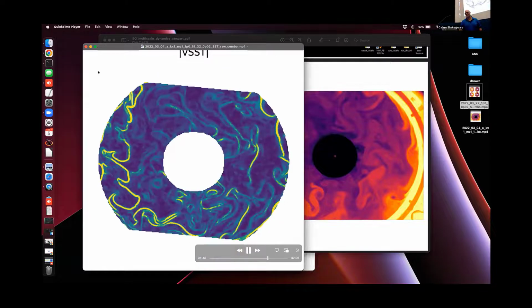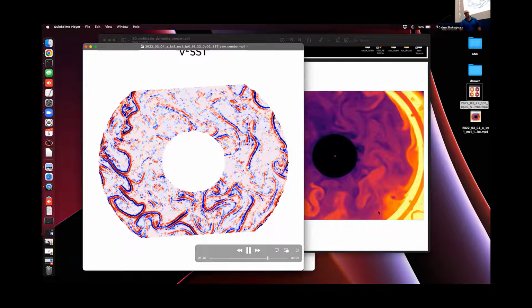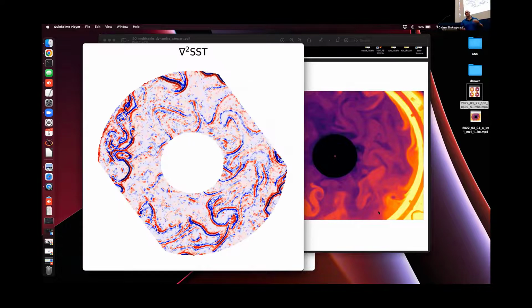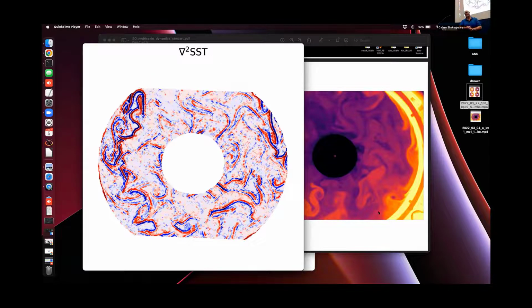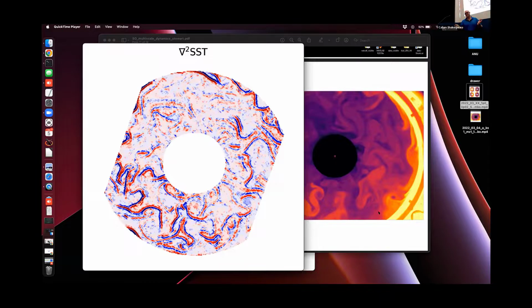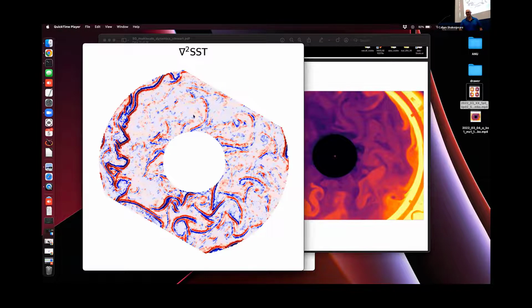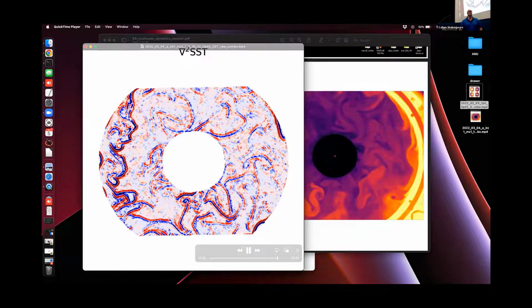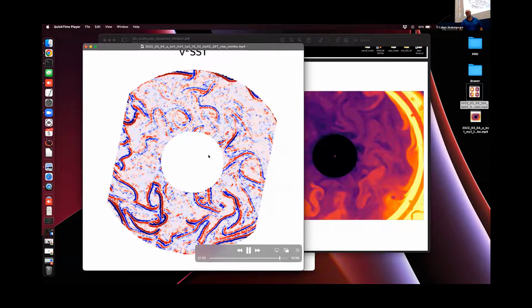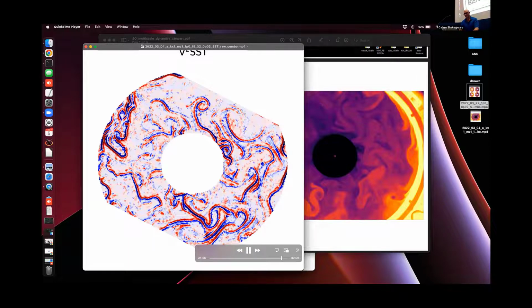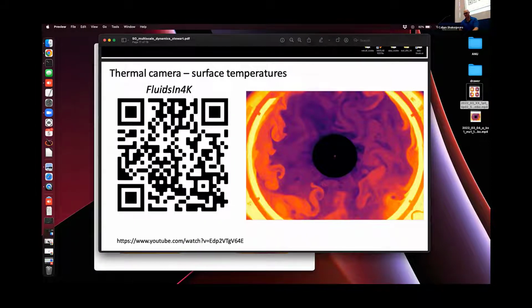And then another diagnostic that we do is looking at the Laplacian of the sea surface temperature, which gives us a proxy for the vorticity. And that's also something that we're going to try to understand. And you can see there's this banded structure that's coming off the ridge in these instances. Okay, so go back to what we've got here.